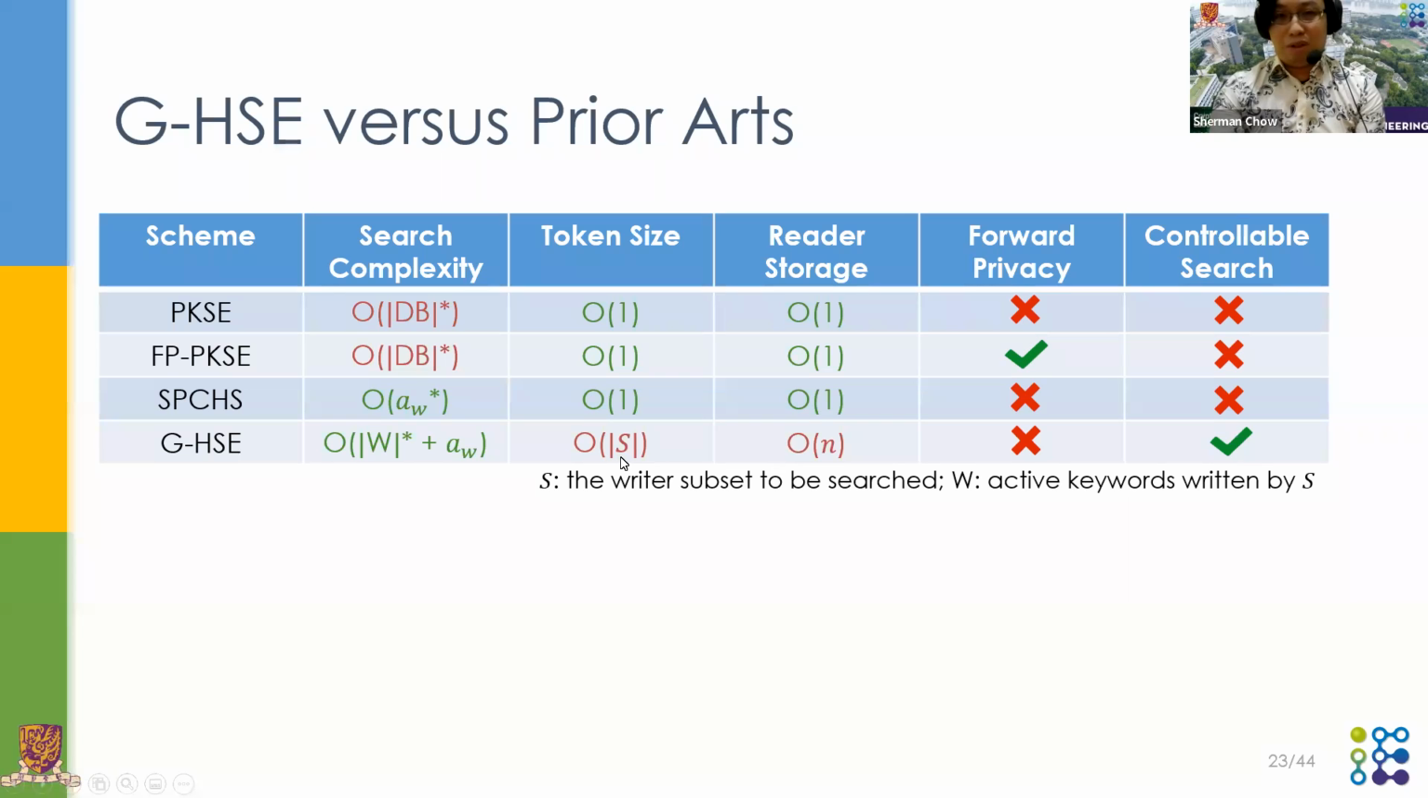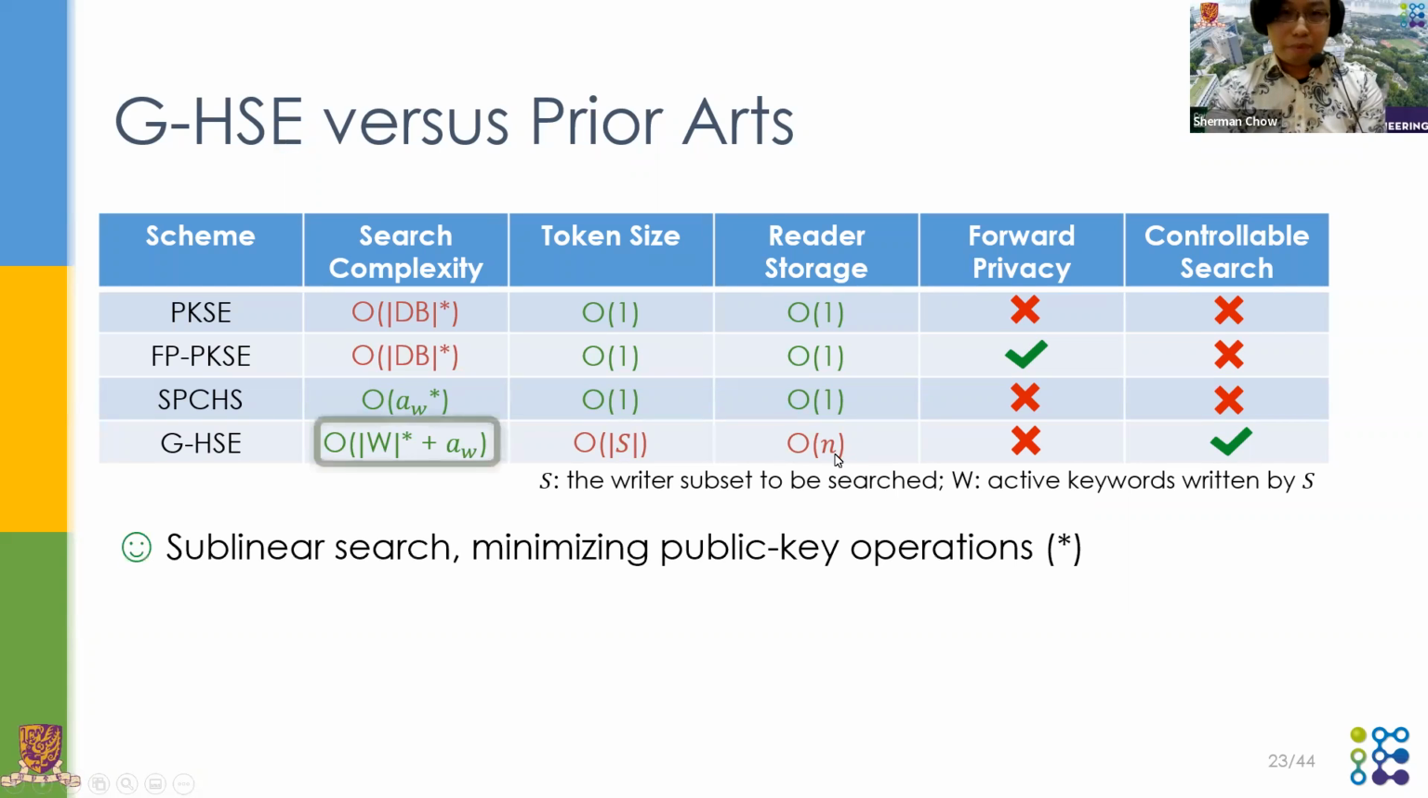So the token size will be in terms of the cardinality of S, because there are just S writers you want to search, so this will be S IBE decryption keys dedicated to the account. Correspondingly, because we have the reader maintaining n instances of IBE for n writers, the reader's secret key storage is also linear in this bigger n, where n is greater than the maximum cardinality of S. Okay, so yes, we did that sublinear search.